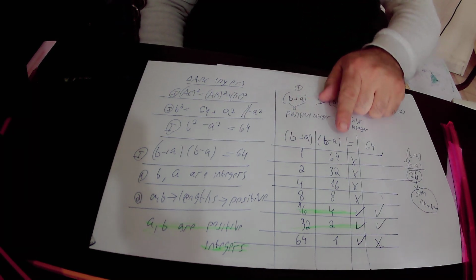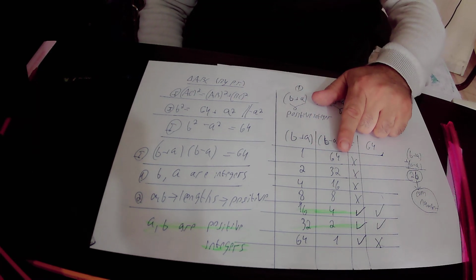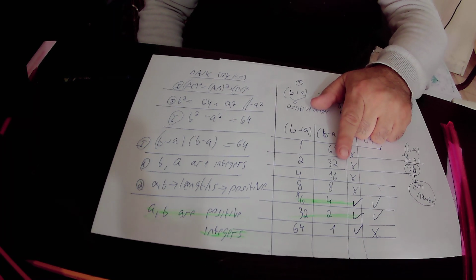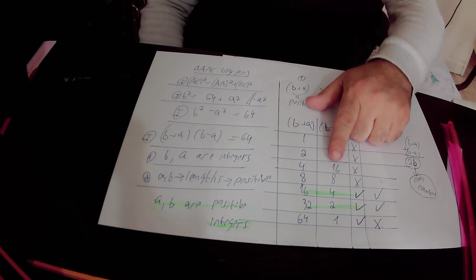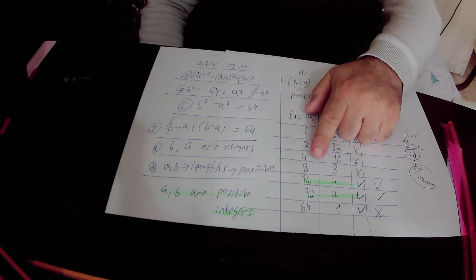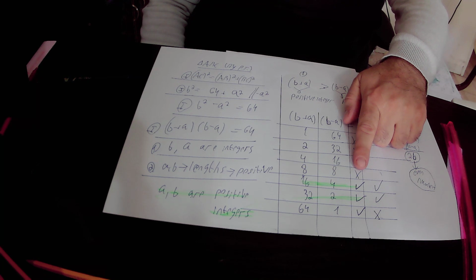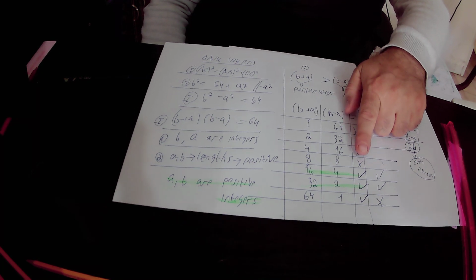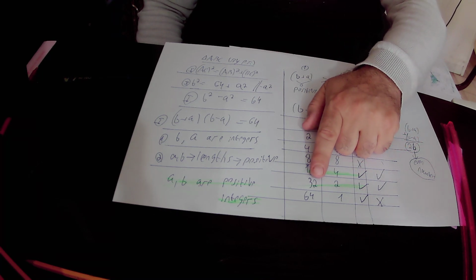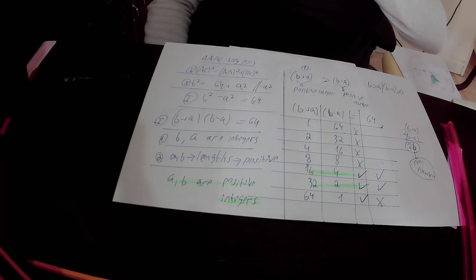Because here B plus A must be greater than B minus A. Here 1 is less than 64, therefore it is not a good possibility. 2 is less than 32, therefore it is not a good possibility. 4 is less than 16, that is to say it is not a good possibility. 8 is not greater than 8, that is to say it is not a good possibility. And we know that 16 is greater than 4, that is to say it is a good possibility for the answer to the question. 32 is also greater than 2, that is to say it is a good possibility. And 64 is also greater than 1, therefore it is a good possibility for the question.